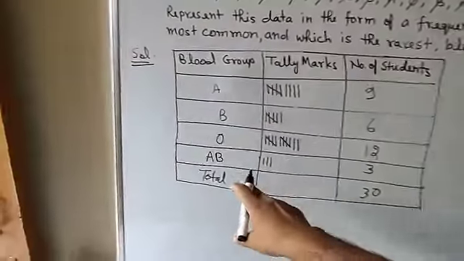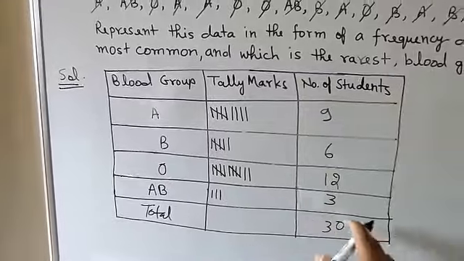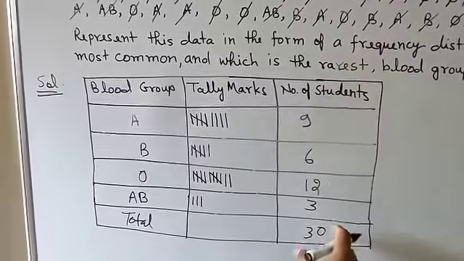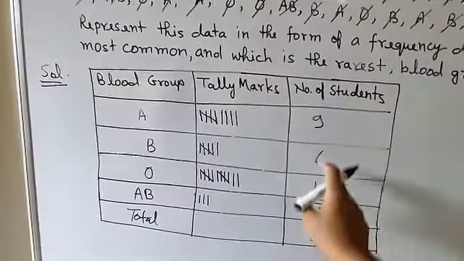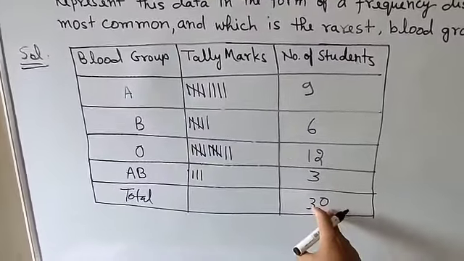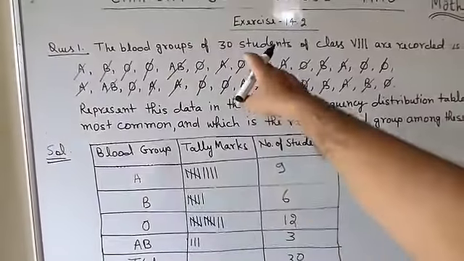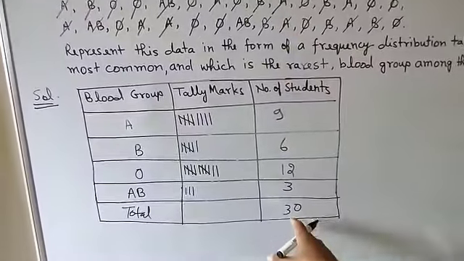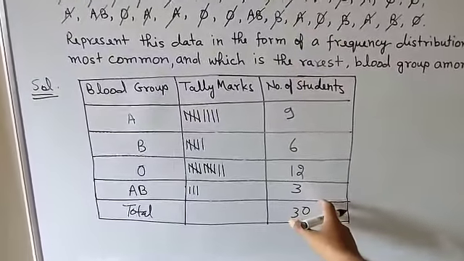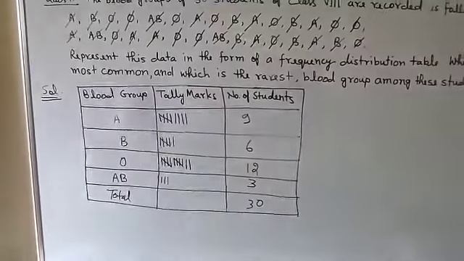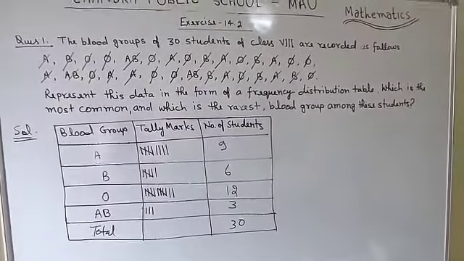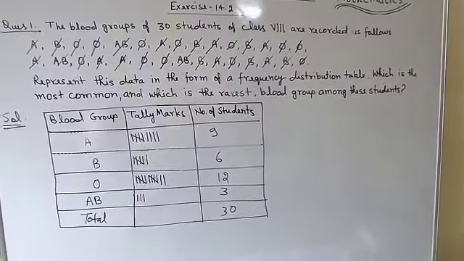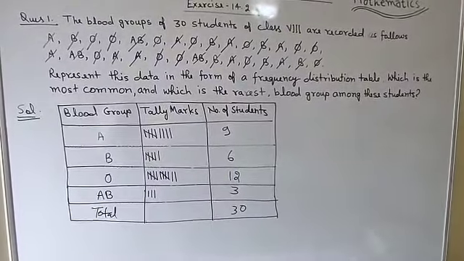Finding the total verifies whether the answer I get is correct or wrong. There are 30 students, so the sum of the number of students is 30, and it is the data of 30 students. So that verifies that the data you represented is correct. So this is the way to represent the data in the frequency distribution table. That is the solution of that.